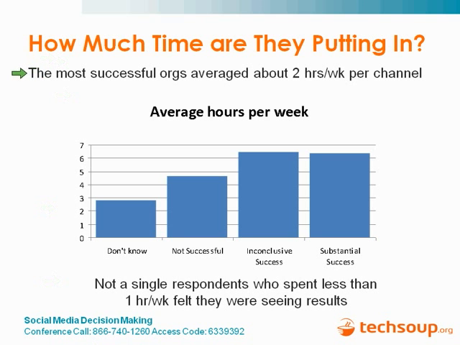So in general, as a rule of thumb, the most successful organizations averaged about 2 hours per week per channel they were using. It varied a little by channel. Facebook was a little higher than that for people using it successfully, so it's about 2.5 to 5 hours a week. Twitter was a little lower, about 1.5 to 3 hours a week.